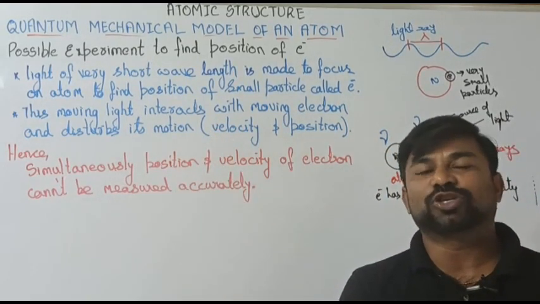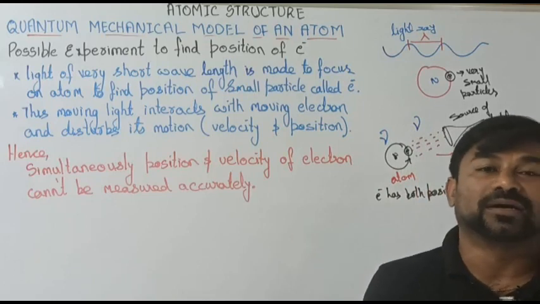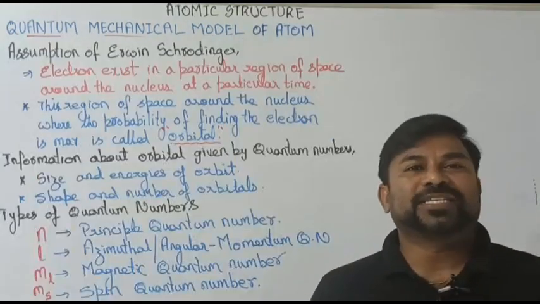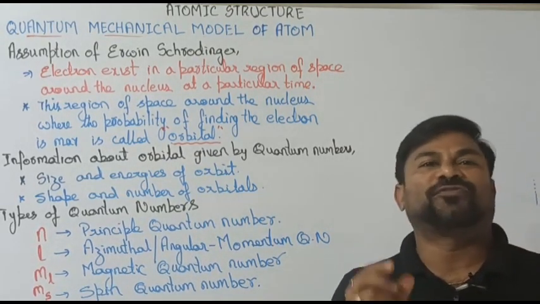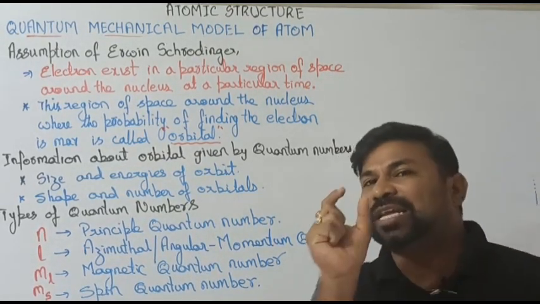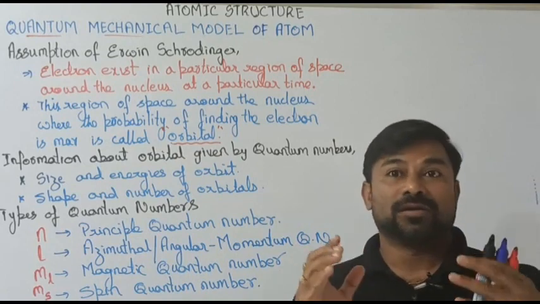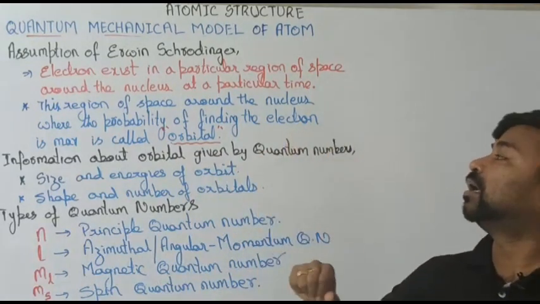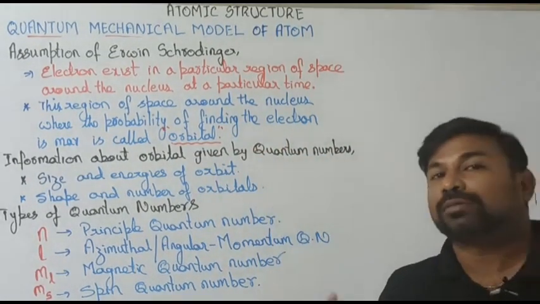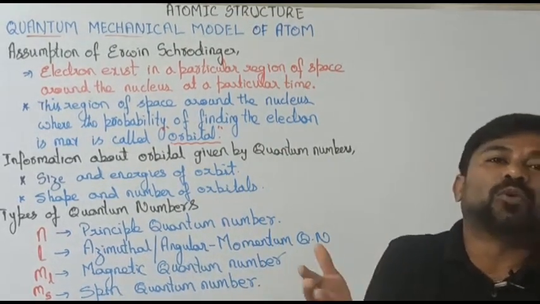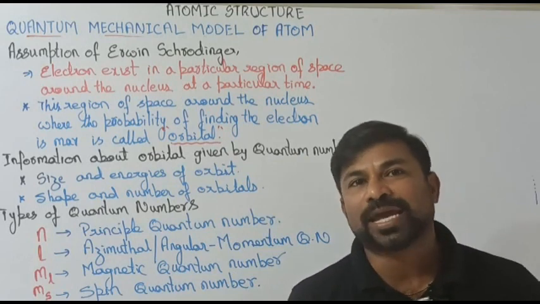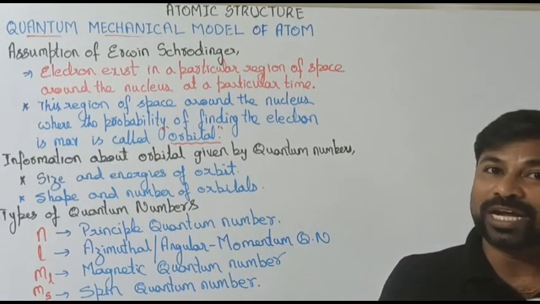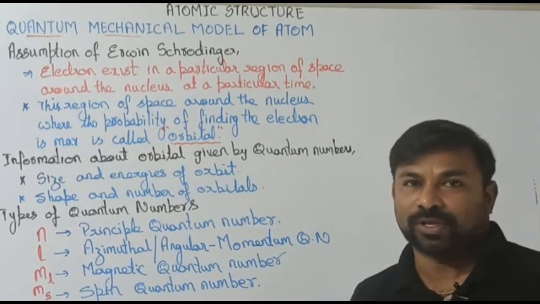Now, what are the assumptions made by Mr. Erwin Schrödinger in his quantum theory? Based on the experiment conducted with the help of a light with very small wavelength, Mr. Schrödinger has come out with a theory, quantum mechanical theory, right? According to him, what are the assumptions made by him? Before getting into that, let me tell you a small point.